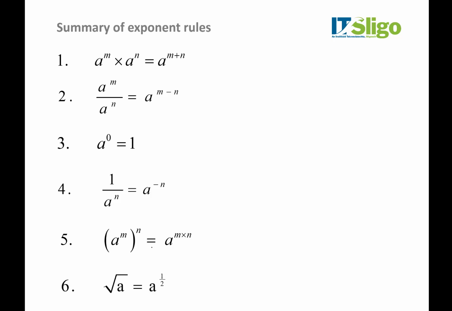And finally, the square root of a value can be written as a power of a half. So if this is called the language of surds, this is the language of exponents, but these are equal. Similarly, the cube root of a value can be written as a to the power of a third, and occasionally we might come across the fourth root, which is a to the power of a quarter.